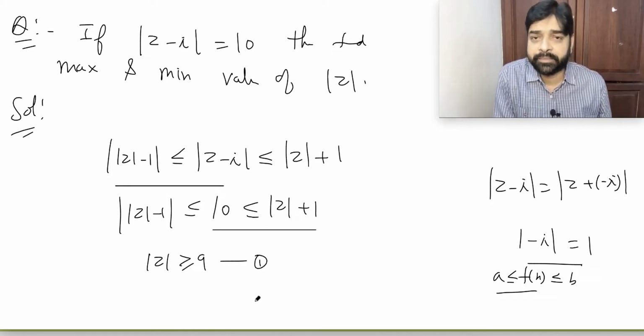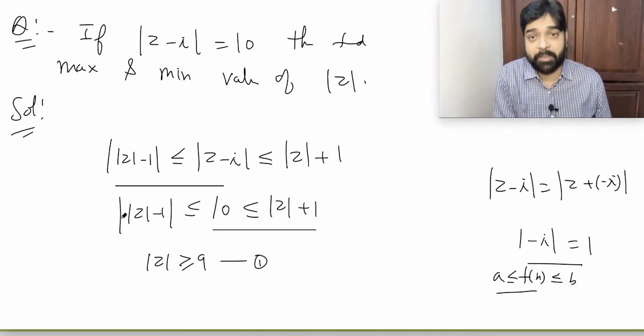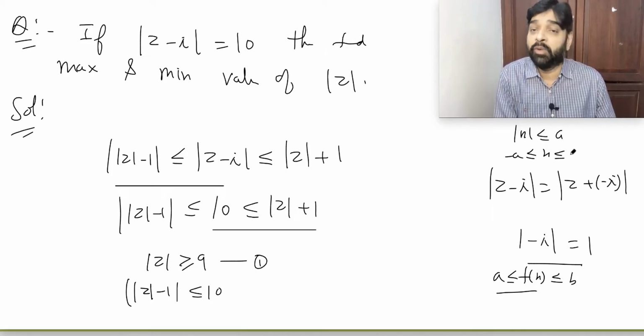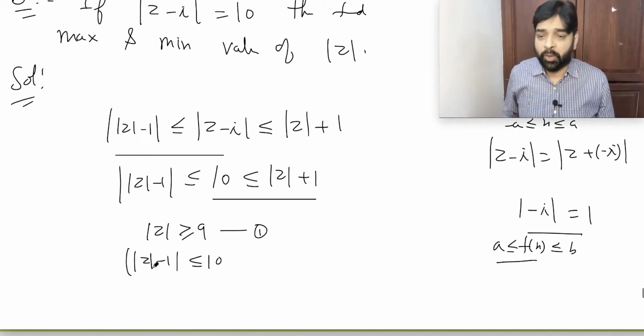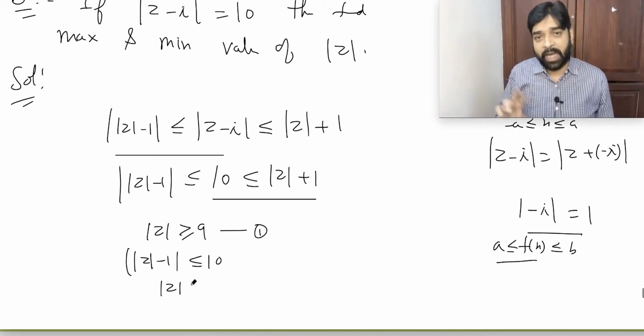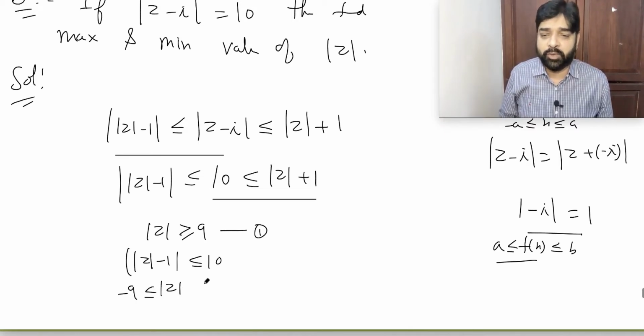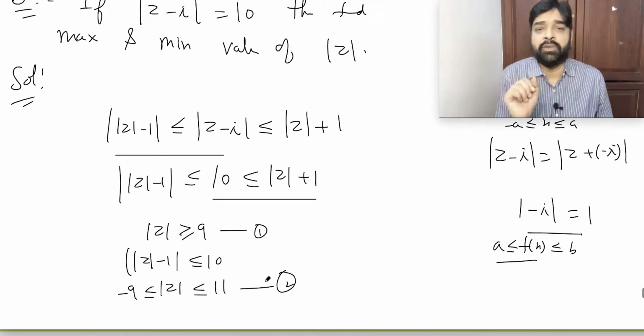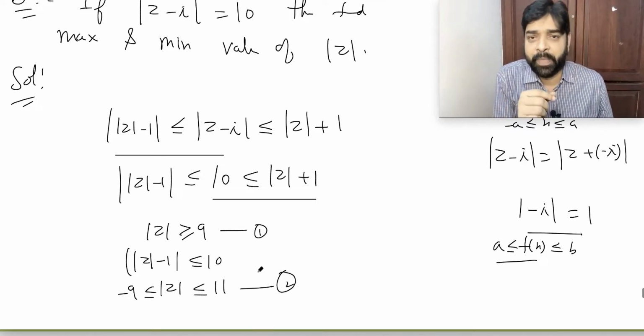First condition. When I solve this, be clear, this mod is not the symbolic mod. It's an algebraic mod. So we are getting mod of mod z minus 1 less than or equal to 10. So we will use this formula: mod x less than or equal to a, so x always lies between minus a and plus a. Remember, all of you. So mod z minus 1 lies between minus 10 and plus 10. Directly I am writing, mod z will lie between minus 9 and 11. Second condition. Yes or no? Of course, mod z cannot be negative.